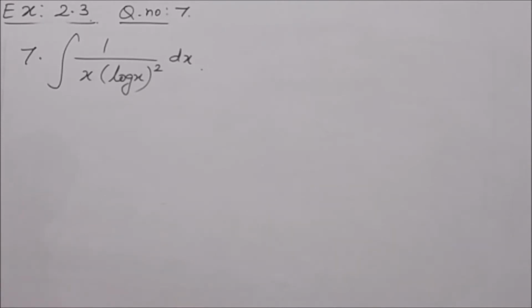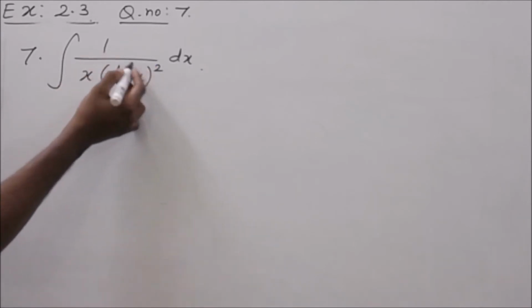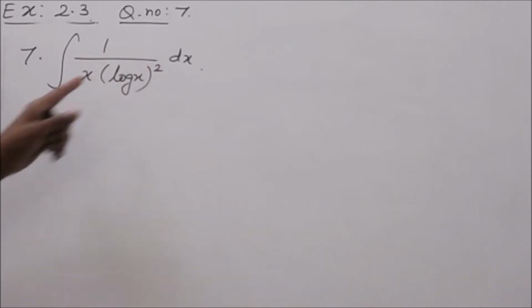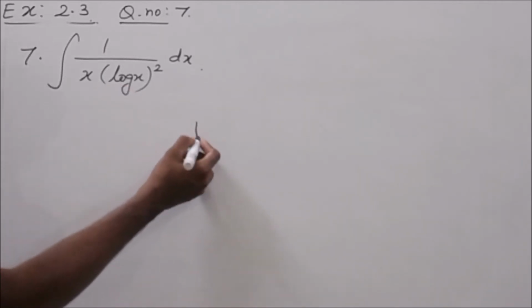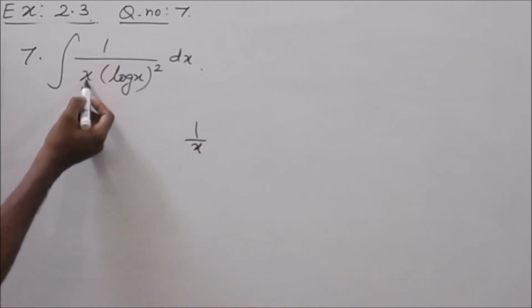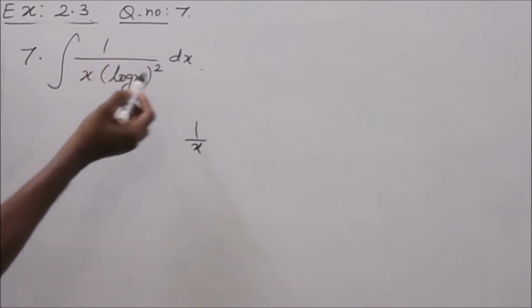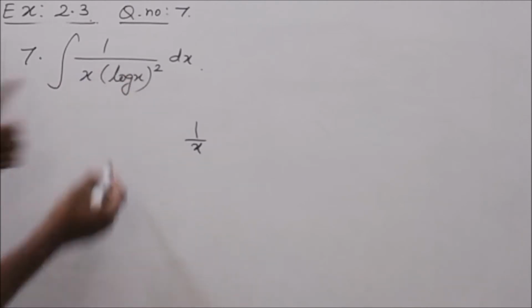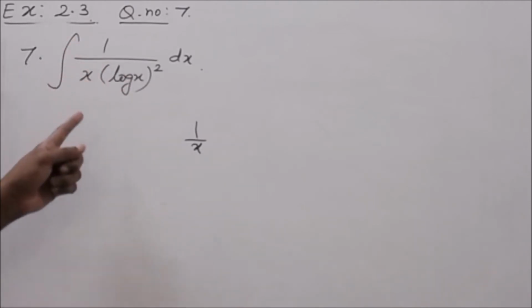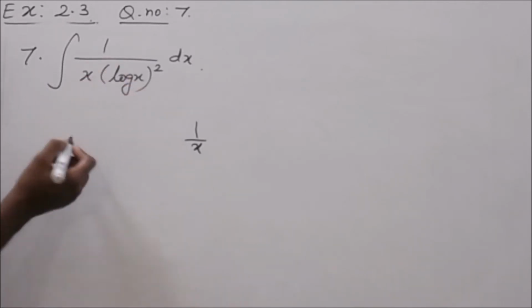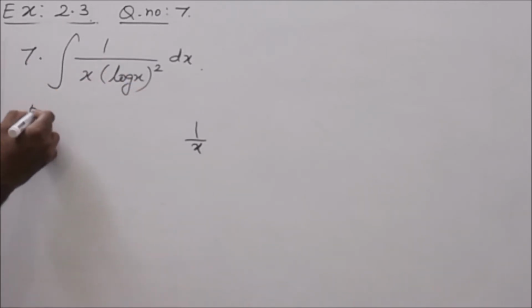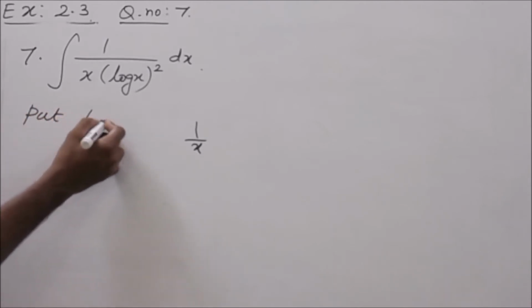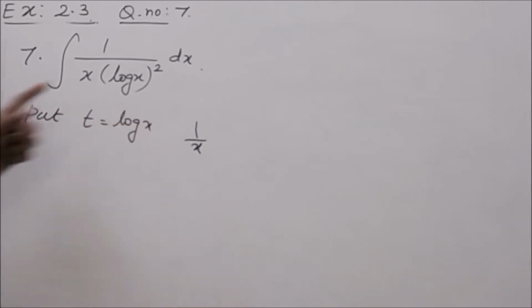Just look at what I am going to do here. Look at the function inside the square, that is log x. What is the derivative of log x? That is 1 by x. Derivative of log x is 1 by x. It is appearing here: 1 by log x whole square and 1 by x. So the derivative of this function log x appears here. So I am substituting this function as a different variable. Put t equal to log x. I am taking this log x function as a variable t.